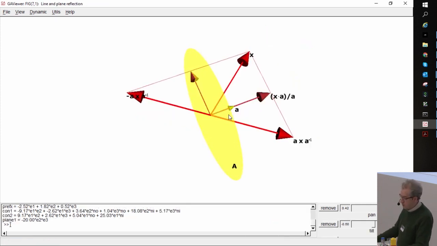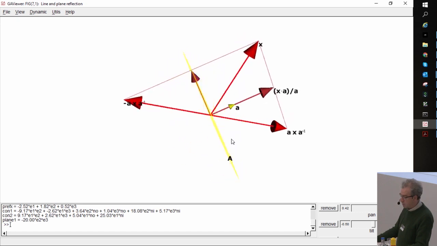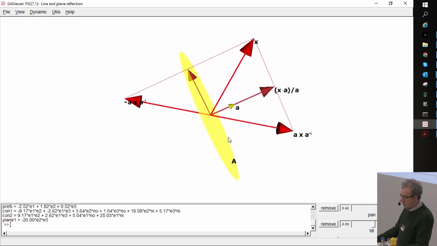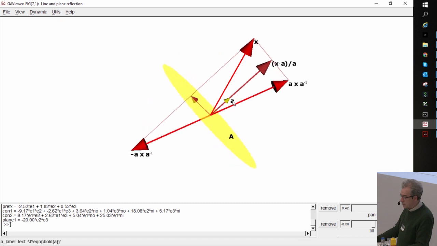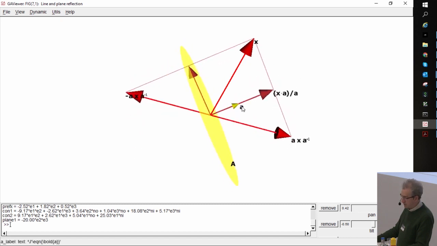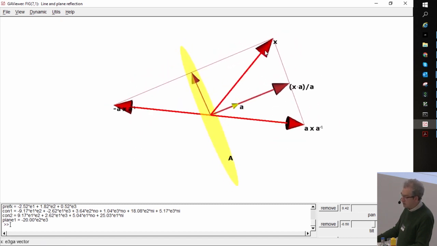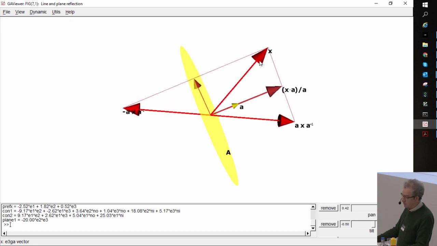And there it is. So we can look at this a bit in 3D so you see better what's going on. So this is that plane with a normal vector A. I can change that normal vector. I'm taking a vector x, and I want to reflect this vector in that plane.